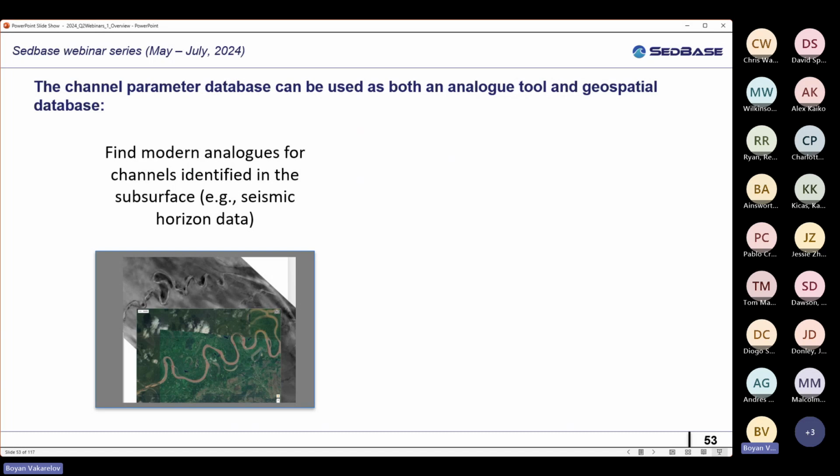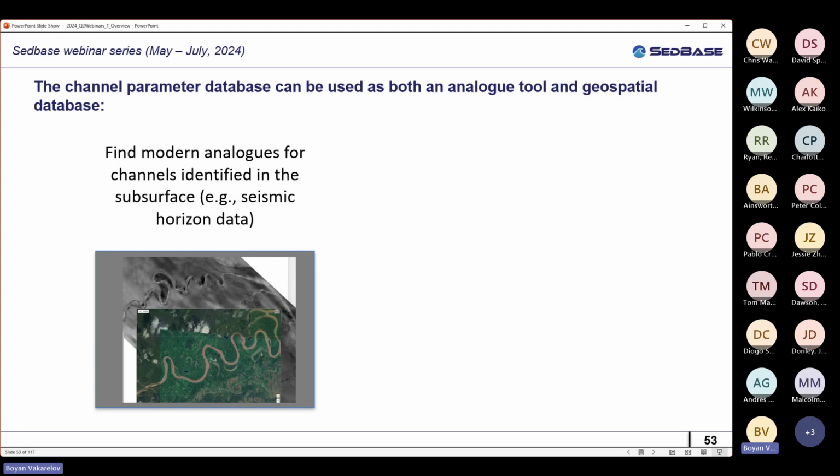Well, one thing that, for example, you can very easily do where you have the data available is imagine that you have a seismic channel which you have been able to observe. One thing that you can do is make measurements of this seismic channel. This is an example of one. And then you can find very similar looking modern channels which occur at exactly the same scale and have very similar kinds of sinuosities and shapes associated with them.